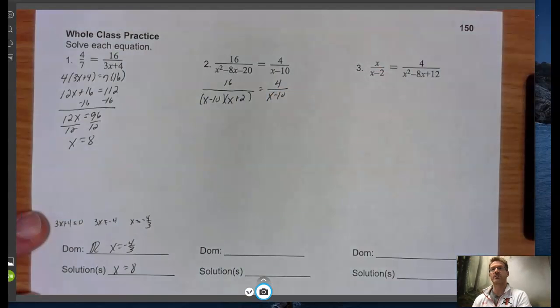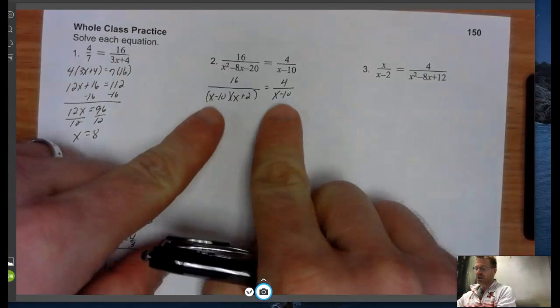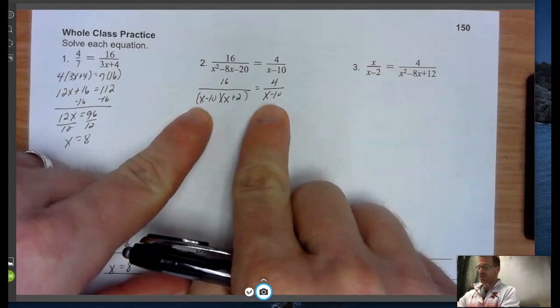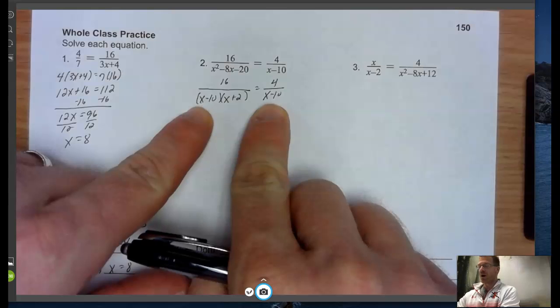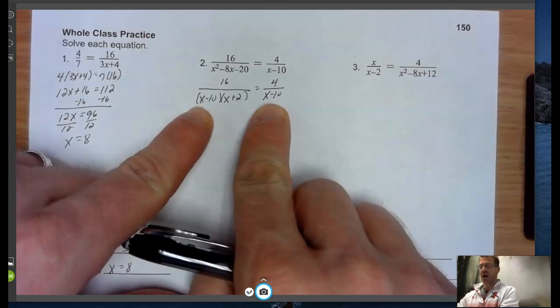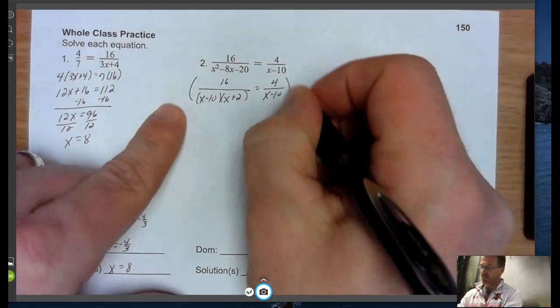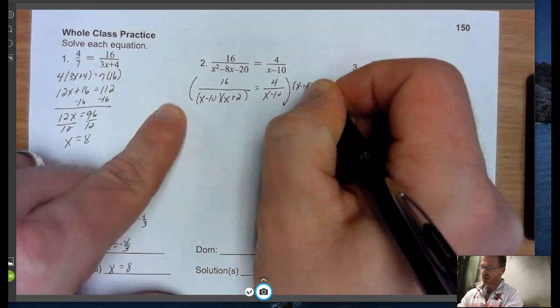I have my linear factor there. There's no GCF there either, so I'm good to go. Now when I think about the left side versus the right side, I can see that both denominators contain x minus 10. So that's definitely going to be part of our common denominator. It's something that I need to multiply by. So I definitely need to multiply by x minus 10.